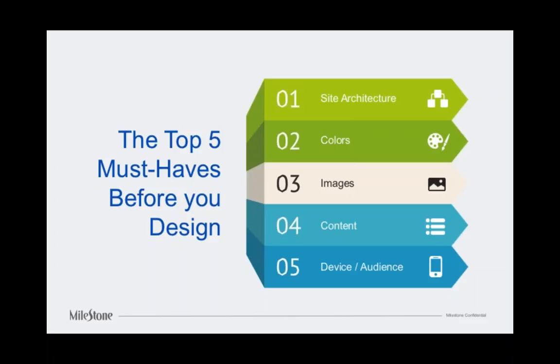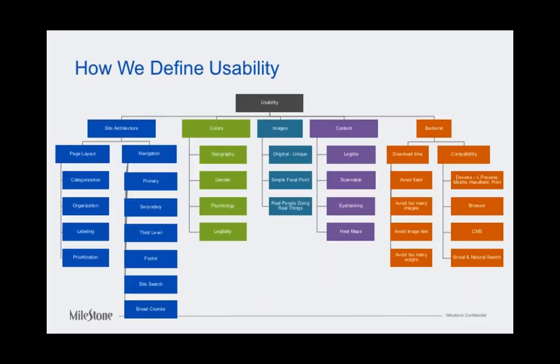So we'll start off here with our top 5 must-haves before you design. These 5 things are your site architecture, colors, imagery, content, and of course, which devices and the audience that you're trying to reach out to. How does Milestone define usability? As you can see, there are a lot of things that factor into usability, but really it just comes down to these 5 things.